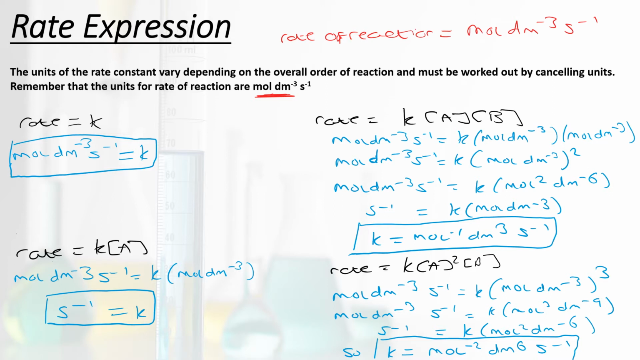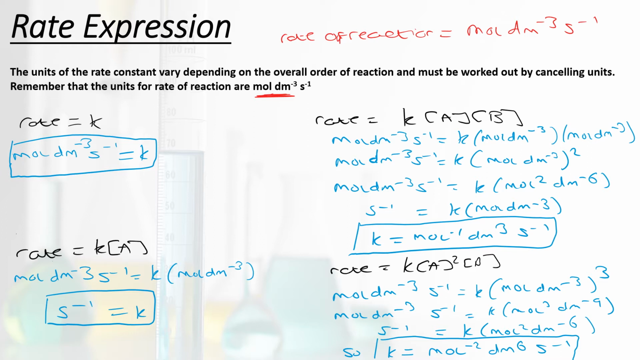And then again, to find k, we now need to divide through by that mole squared decimeter to the minus 6. By dividing through by it, we have to flip the signs of our indices, and so we end up with k being mole to the minus 2, decimeter to the 6, second to the minus 1.